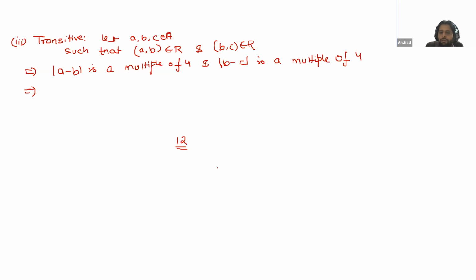We can say that 12 is a multiple of 3. So we can write it like this: 3 into any number. That's why we can write 3 into any number. For example, 15. 15 is a multiple of 3. We can write 3 into any number.